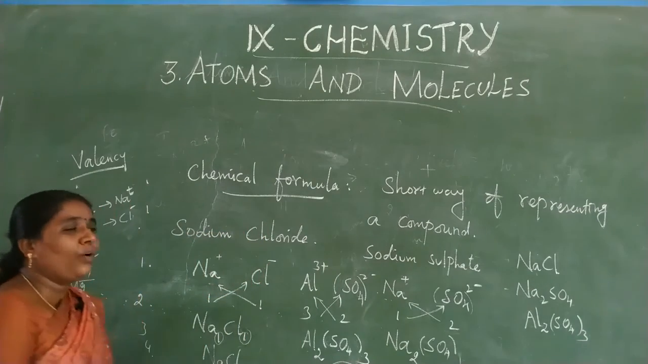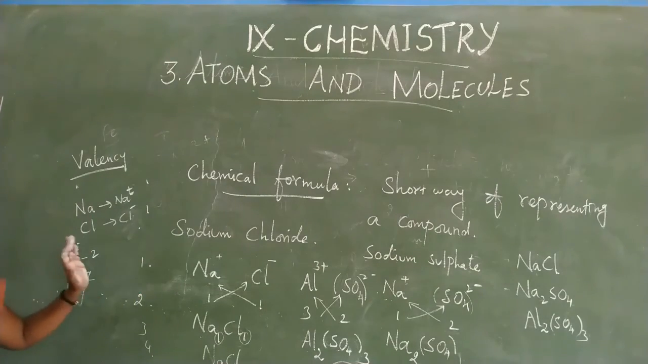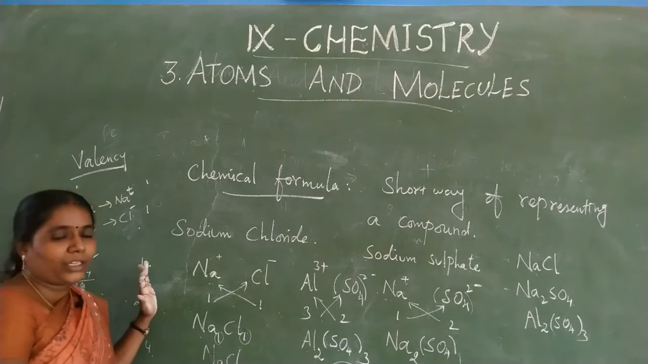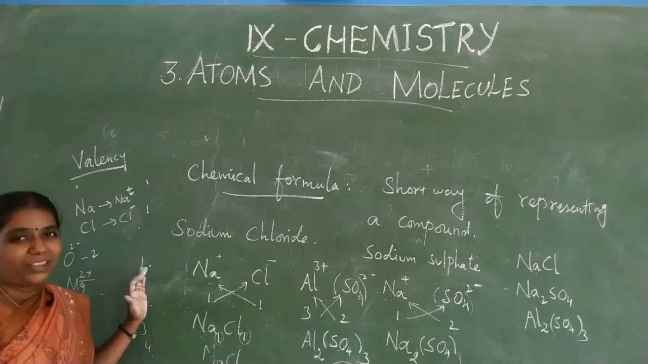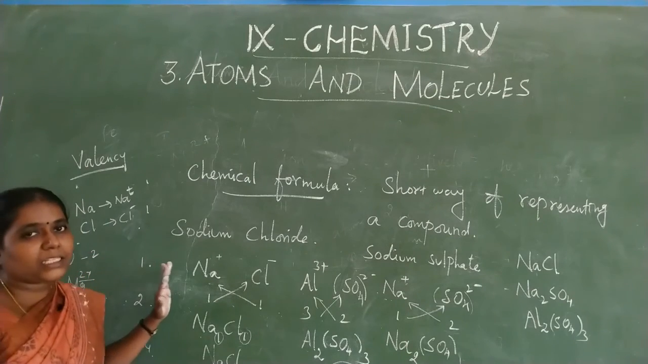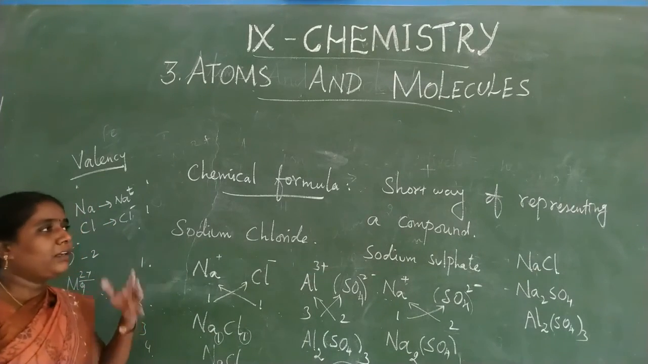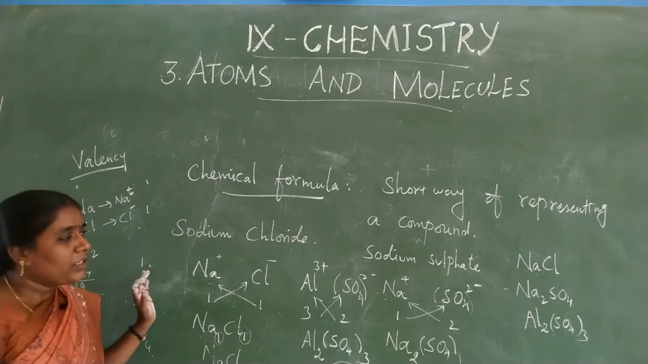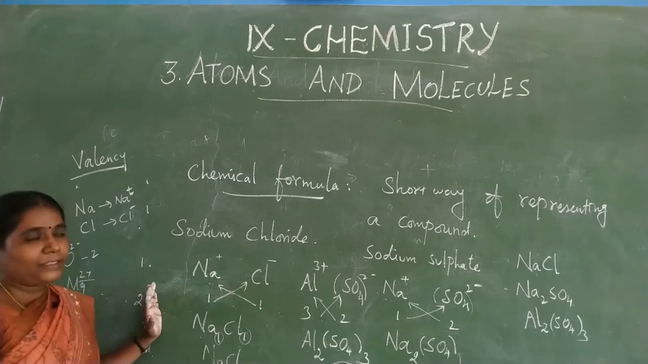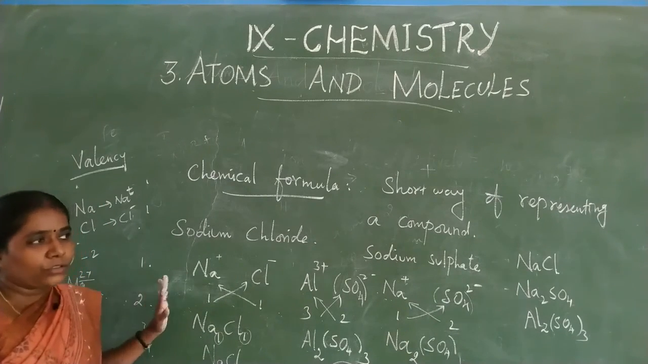So listen children, what we have discussed today. Today we have discussed what are molecules, what are ions, what are cations and what are anions, and what is a chemical formula and how you write the chemical formula. So revise this video carefully, and if you have any doubt, go through it once again.